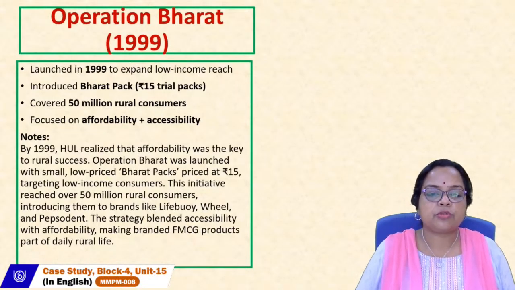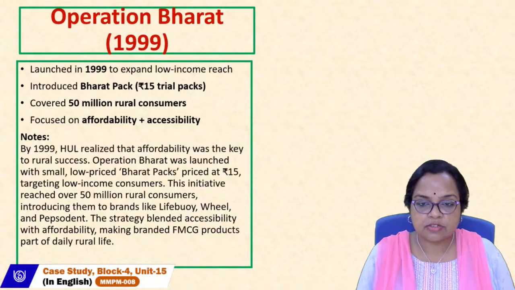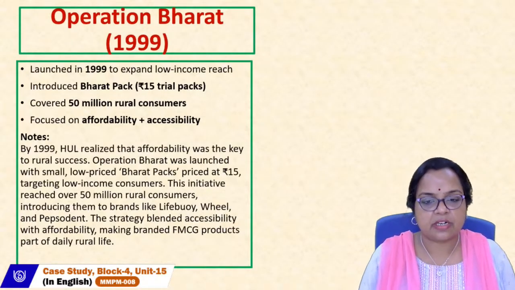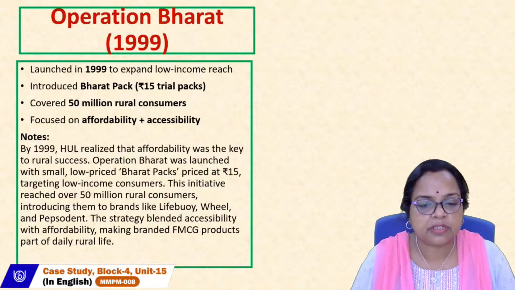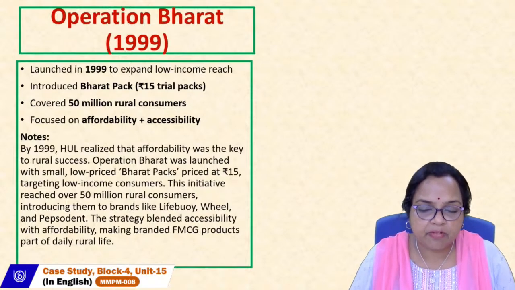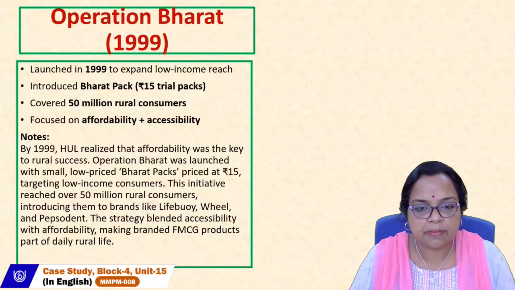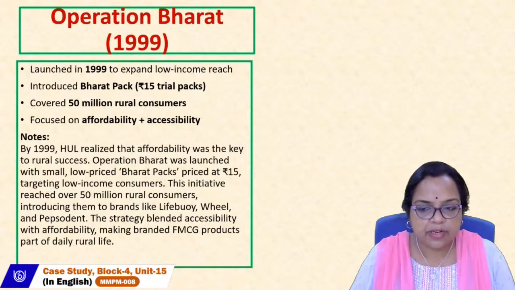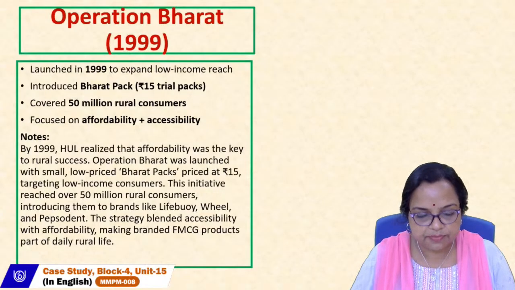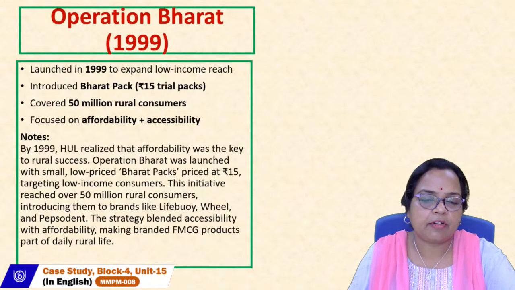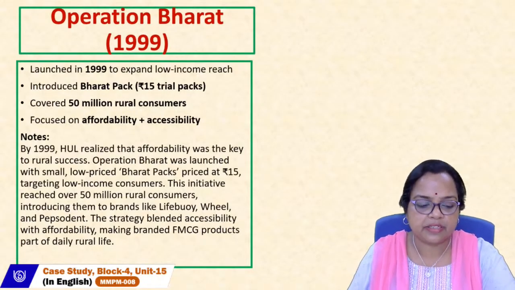They reached 50 million rural consumers with this strategy of preparing products at a low price with low quantity as per the need of the rural consumers, because they need product for their daily requirement also. Sometimes they purchase 100 ml cooking oil, sometimes they purchase small soaps for a weekly requirement, because they are into the low income groups. So with this understanding, they launched the Operation Bharat.